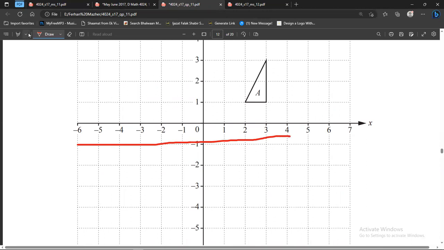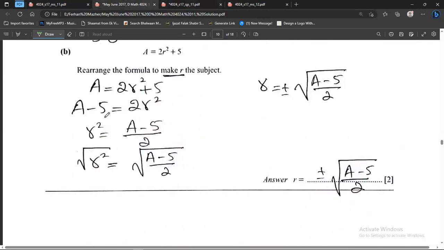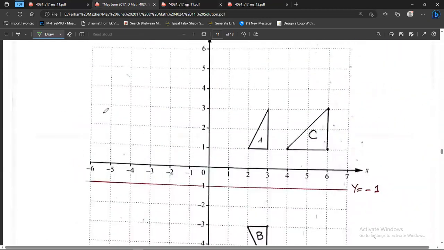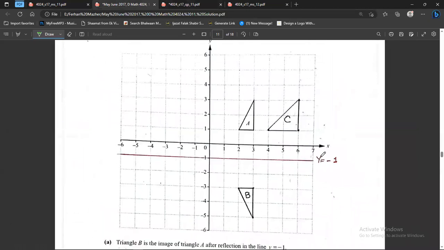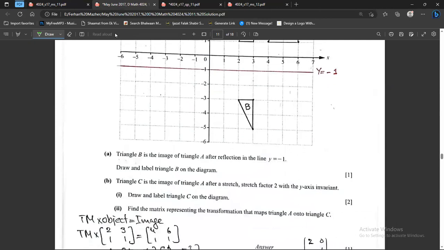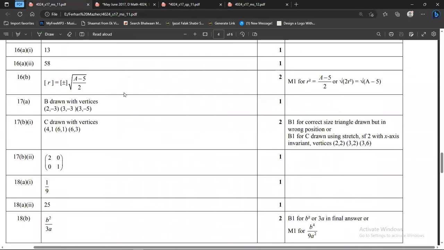Oh, sorry, it's going wrong. Okay, so let me show you here. I will draw the line y equals -1. So this is the line of reflection. This point A here is 2 steps up, so it will be 2 steps down. This point is 2 steps up, so it will be 2 steps down. This point here is 4 steps up, so it will be 4 steps down. Just join these points. This is triangle B. So very simply, I can do that.